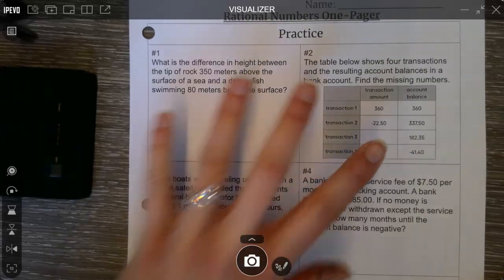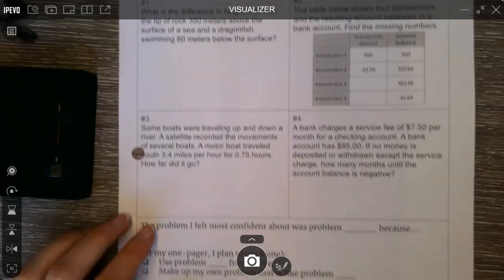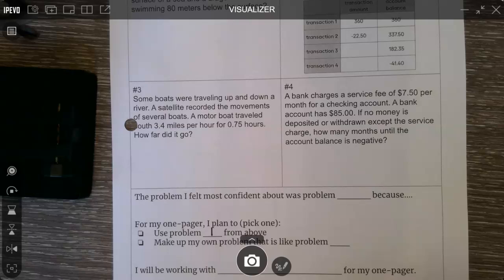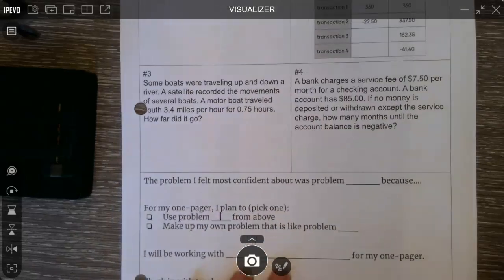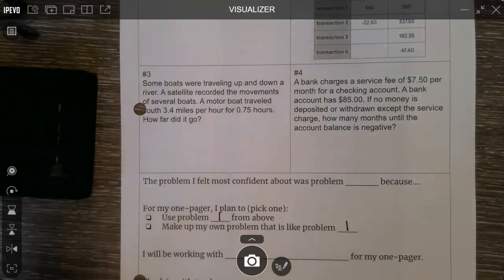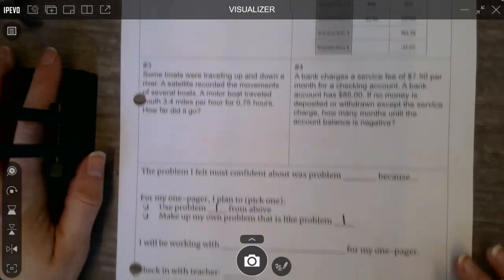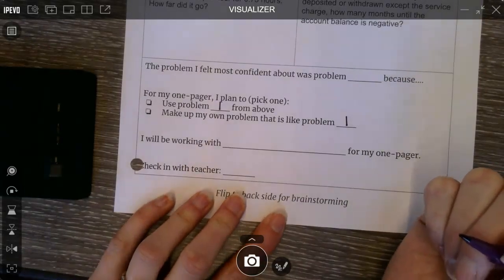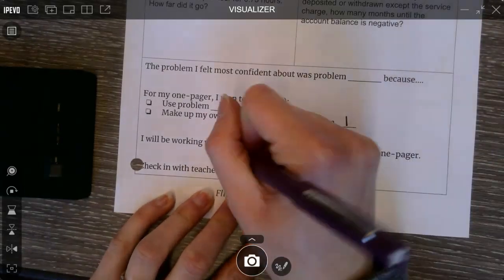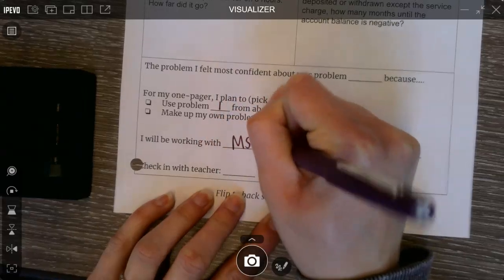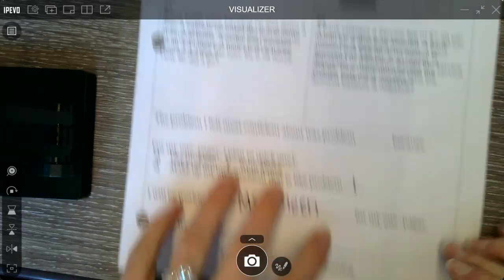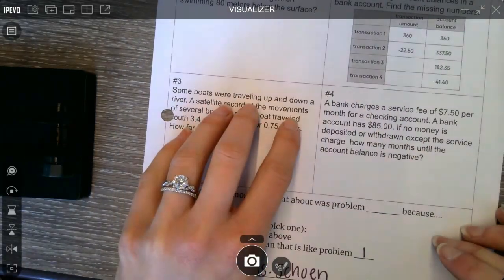You're going to have to make one up eventually. So I'm going to say I'm going to pick problem 1, and then I'm going to make up my own problem that's kind of like number 1. That's okay if they're similar, okay? But that's what I'm going to do. Then I will be working with, who would be a good partner? I'm going to choose Miss Shane.